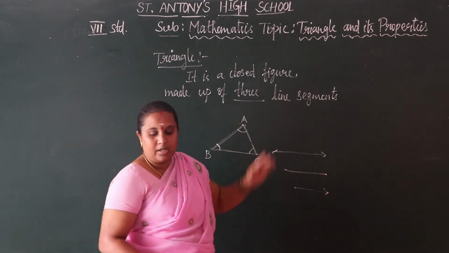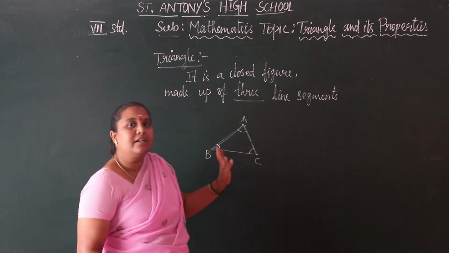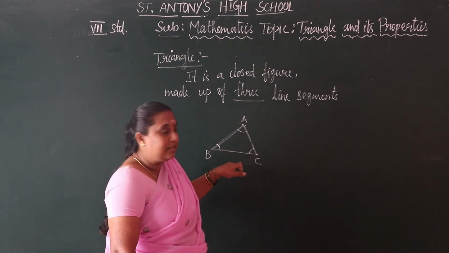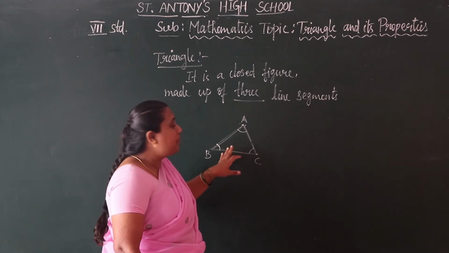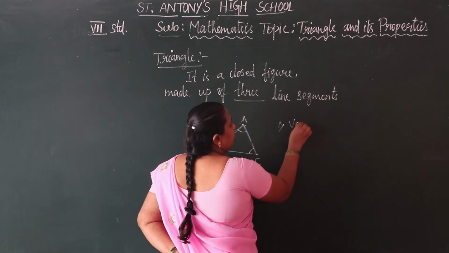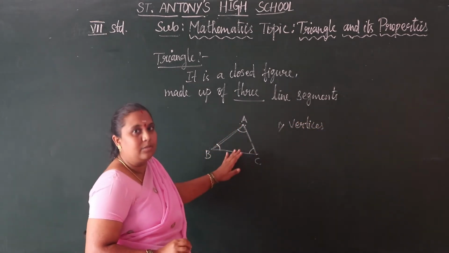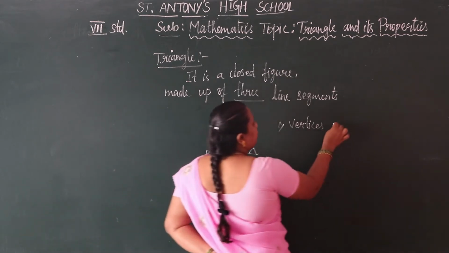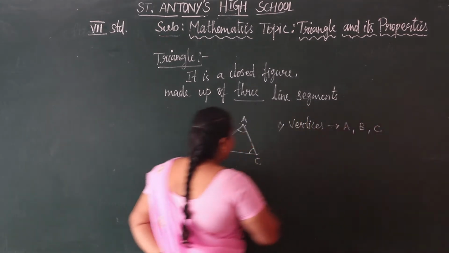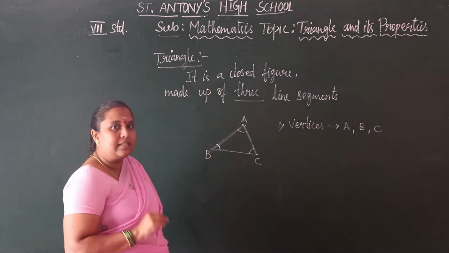Okay, children. Now let us see the parts of a triangle. What are the parts of a triangle? The first one, vertices. What are vertices? A, B, and C. See here, A, B, and C are vertices.